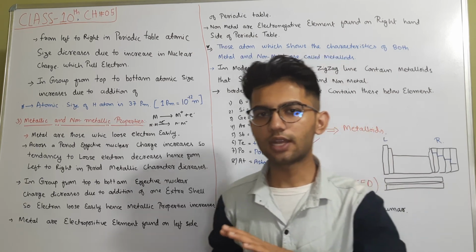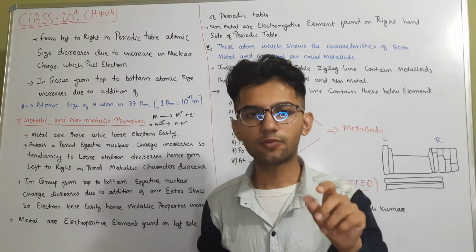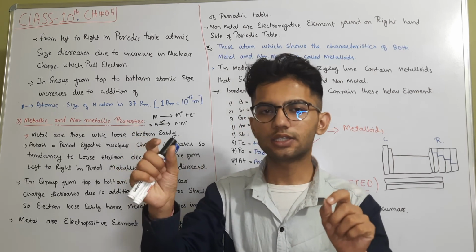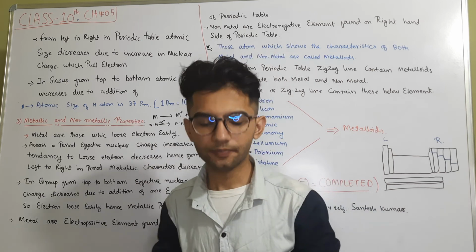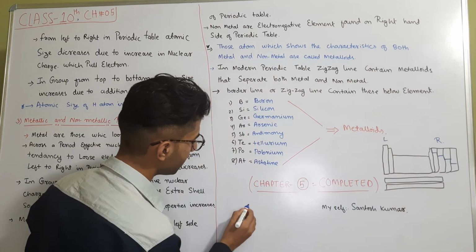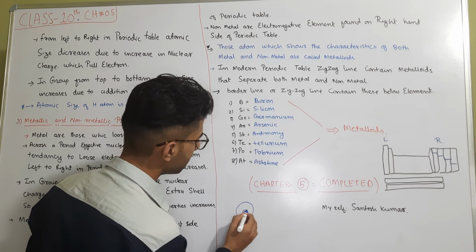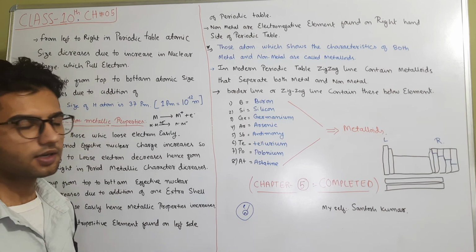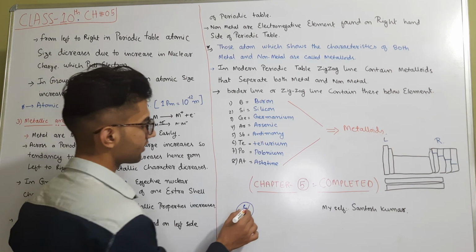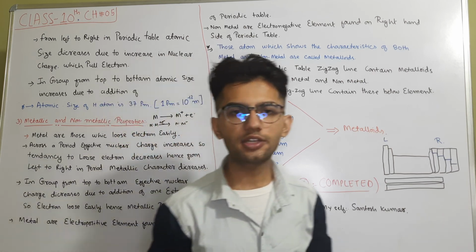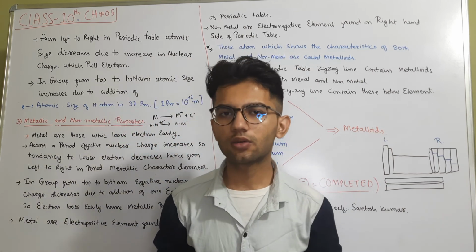Just as in a circle, the distance between the center and its outer circumference represents the radius of a circle, in the same way in an atom, the distance between the nucleus and its outermost subshell represents the atomic radius, and that atomic radius decides the atomic size of an atom. Now, what is the trend in the modern periodic table for atomic size?